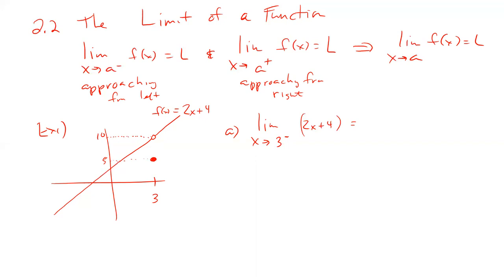If you're on this little line right here traveling up, and you're not stepping into this little piece here, you're just approaching. So you're at 2.8, then 2.9, then 2.99, then 2.9999999. What do those numbers look like? Are they getting closer to 10? Closer to 5? What are they doing? Closer to 10. We're good.